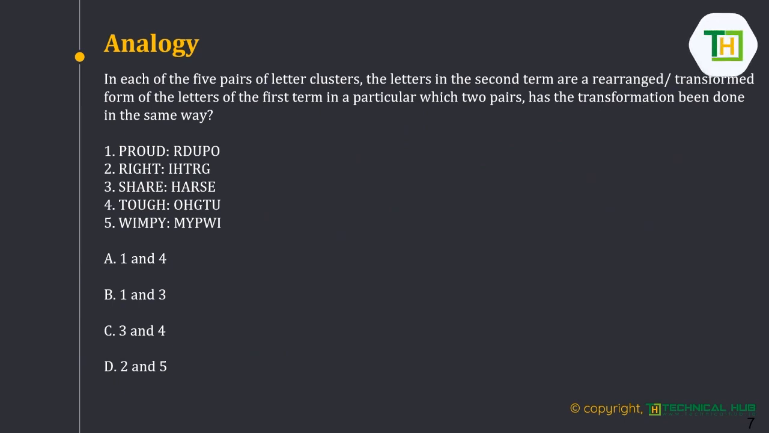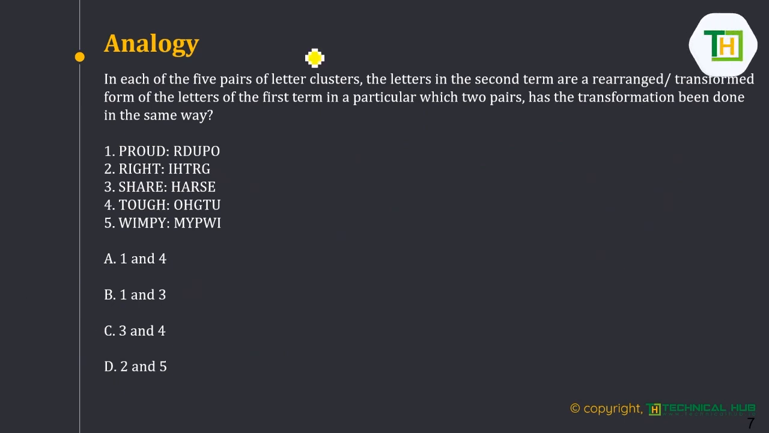What's the first option? Check whether 1 and 4 have the same logic or not. Suppose 1 and 4 fail, go for 1 and 3. If 1 and 3 fail, go for 3 and 4. So definitely one of the options is correct. So what is the problem? Which 2 pairs are the same logic? Go for your first option, 1 and 4. Want to check 1 and 4.